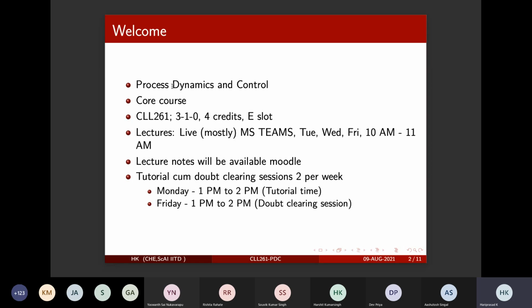Since this is a 4 credit course, it contains a tutorial component. We have 4 tutorial slots, but we are only going to take one of them, which is Monday between 1 and 2. You can record it and use it for your reference. If something is spilling over, we will try to use some of the other slots. But most likely Monday would be our default tutorial slot.